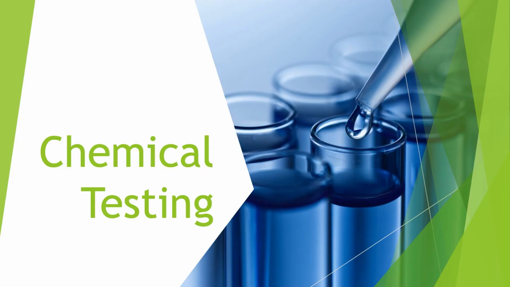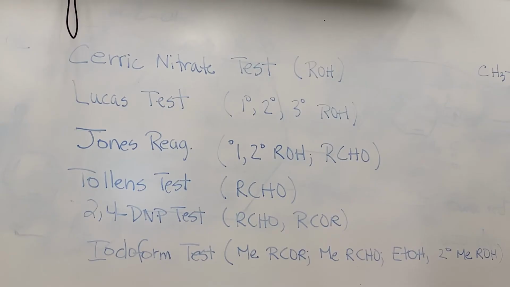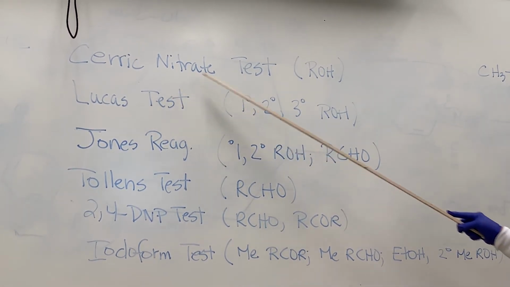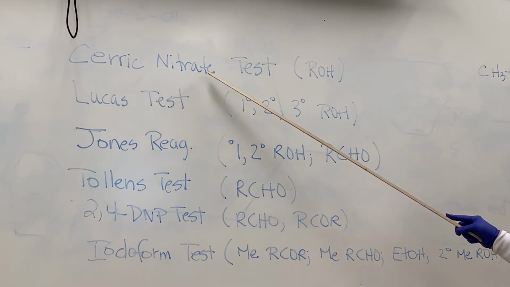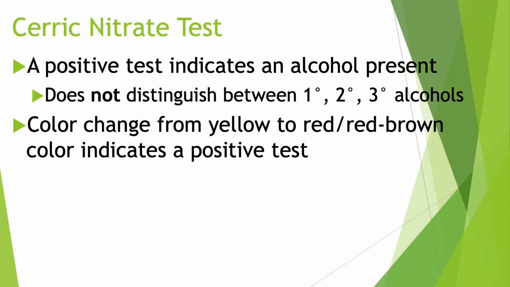I wanted to go over a list of chemical tests that we're going to be using. Certainly this isn't the only list of tests that you could do for different functional groups present in a compound, but based on the ones that we're going to be using, this is the only list of chemical reagents we would need. The top one, the ceric nitrate test, or some people call it the ceric ammonium nitrate test, is a test where we're looking at color changes. It typically starts out as a yellow solution and then it may change to a red or red-brown. If we see that change, then typically we're looking at an alcohol.